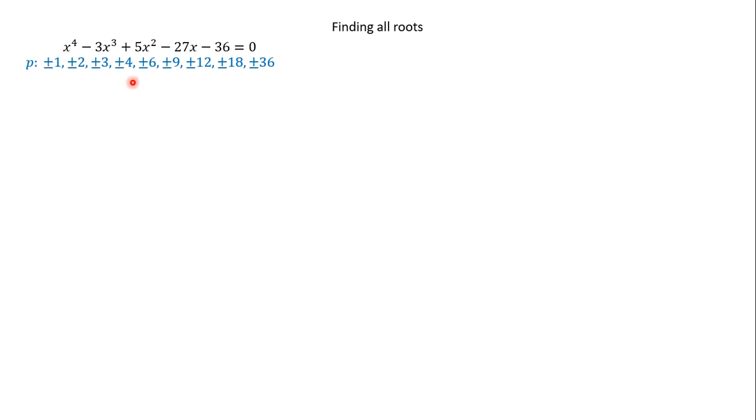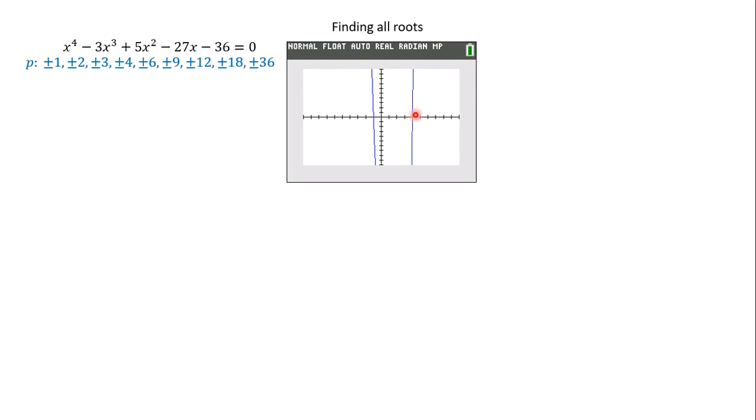So now, how do we use the calculator to help? Let's graph this: x to the 4th minus 3x cubed plus 5x squared minus 27x minus 36. Graph it and see what we get. We're going to get a graph that looks kind of like this. Alright, well, I don't even need to do the trace thing or the calculate thing.